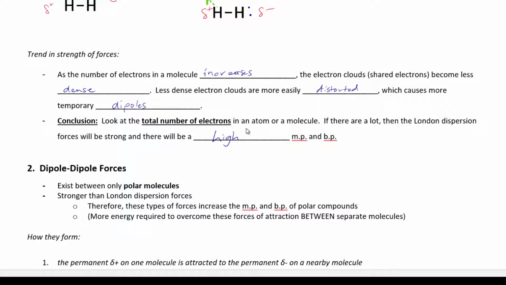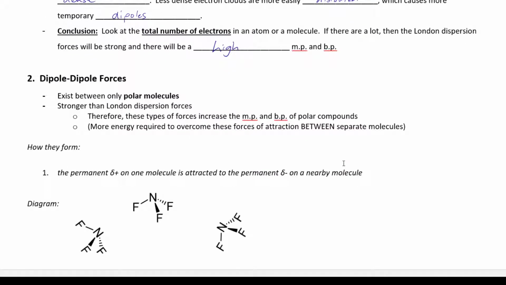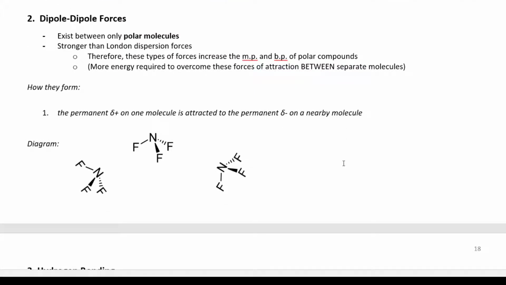You just have to look at the actual melting points and boiling points of the substances to determine that information, because there are many factors that actually contribute, and like many things in this course, we're trying to simplify this to give you the basics. So how do dipole-dipole forces form?